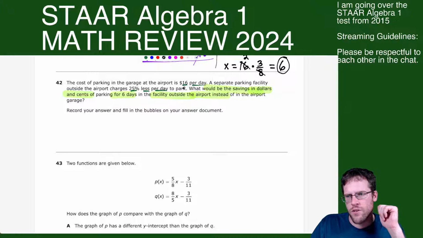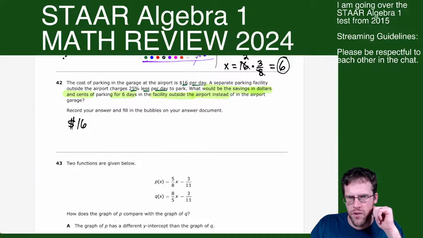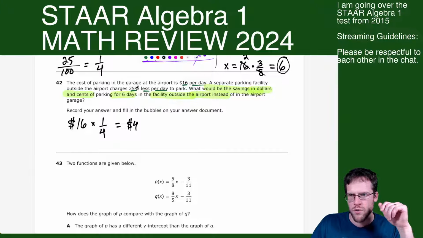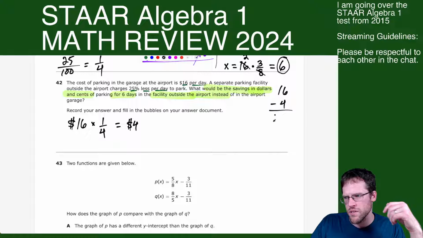So for this one, the first thing you would want to know, what's 25% less than 16? Well, if I take 16 and I take 25% off, 25% is the same thing as 25 out of 100, which is the same thing as 1/4. So if I want to find 25% of 16, I could just multiply by 1/4 or divide by 4, and that's $4. So if the second place charges 25% less, they're doing 16, but then minus the 25%, they're charging $12 per day.